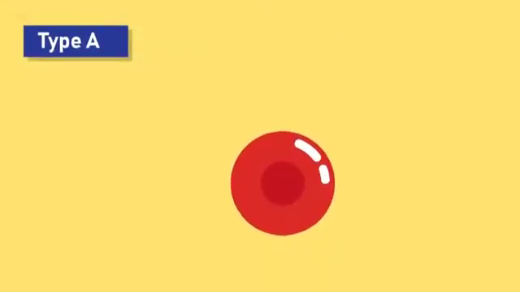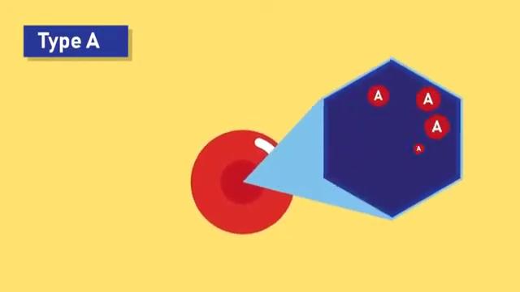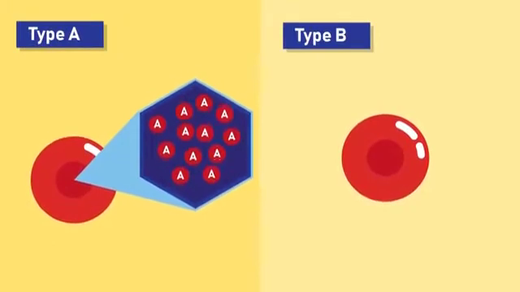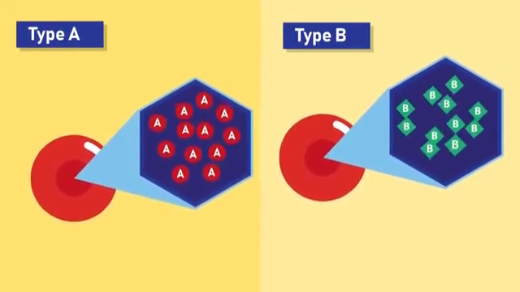Blood type A, if the red blood cell has only A molecules on it. Blood type B, if the red blood cell has only B molecules on it.